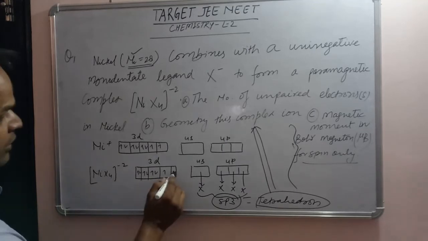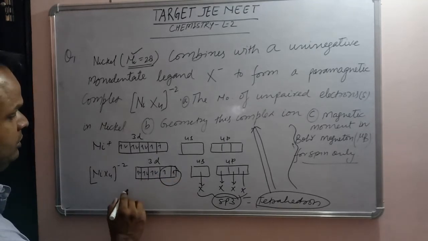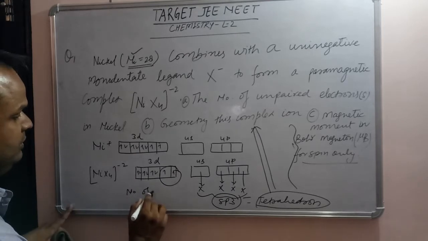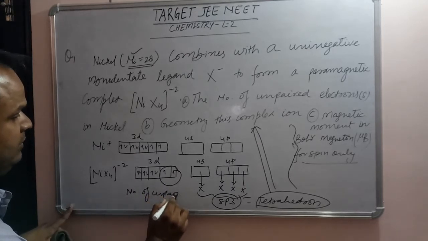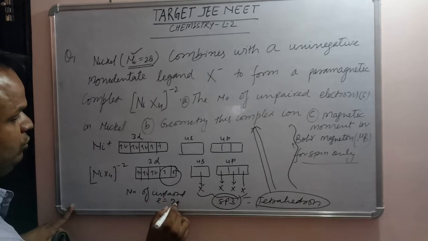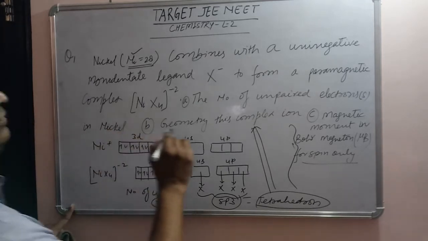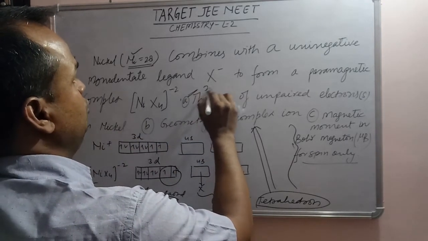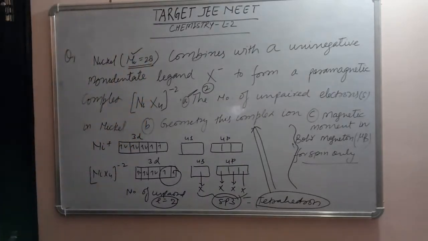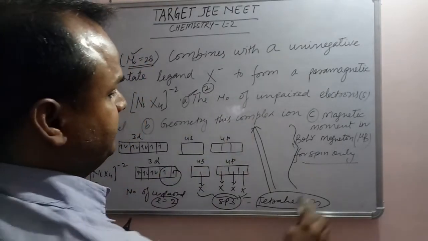Now from here you can see the number of unpaired electrons is equal to 2. So the answer for A is 2. Now come to the point C.